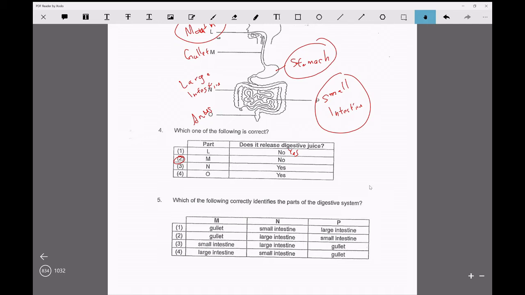So let's look at M. M, just now we found out it's a gullet. N is the large intestine. Then P, if you look at the diagram again, it's small intestine. So number 2.